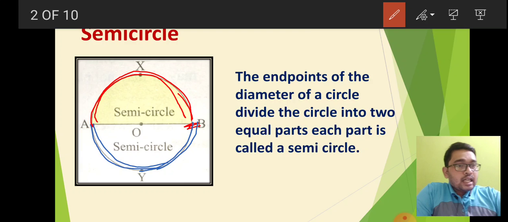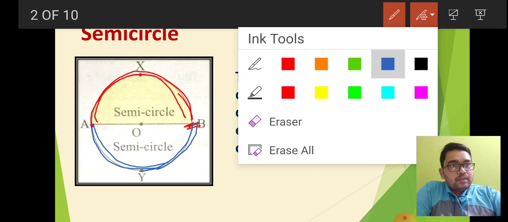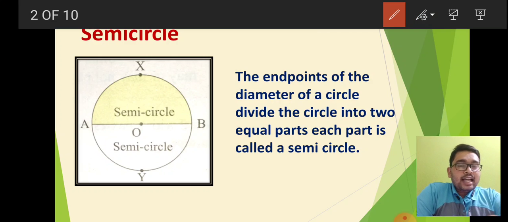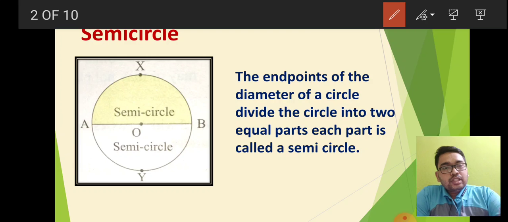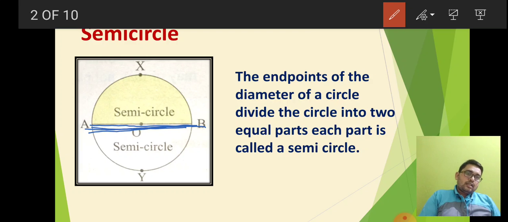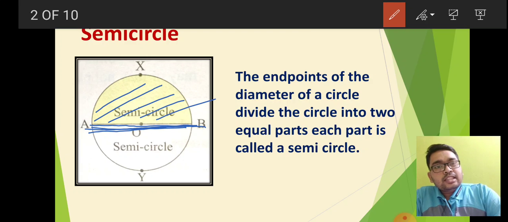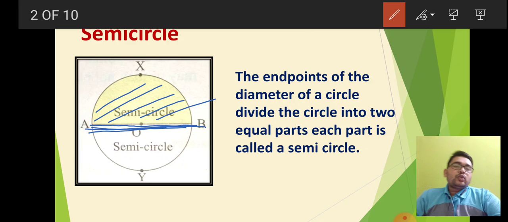This is the semicircle, and now I am erasing this. Now AB is the diameter, and the diameter also divides the area of the circle into two equal parts. This AB divides the area of the circle into two equal parts, and each equal part is known as a semicircular region. If you see that yellow part completely, it is one semicircular region, and the downside part is the second semicircular region.